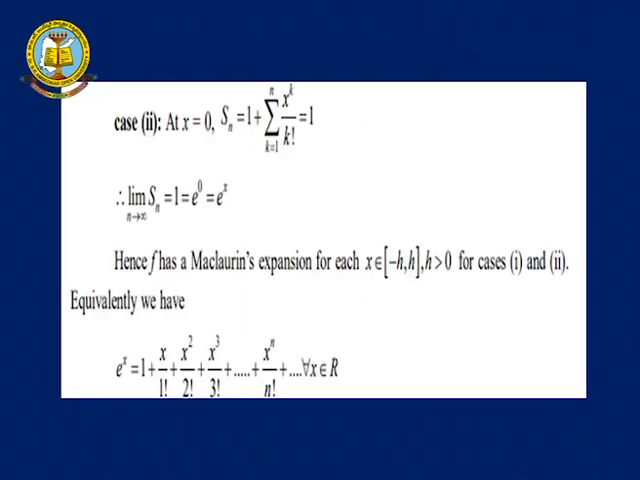Now, from case 2, let x equal to 0. Then Sn equals 1 plus the summation of k equal to 1 to n of x power of k by k factorial, which equals 1, and the limit as n tends to infinity of Sn equals 1, which we can write as e power of 0, that is e power of x. Therefore, f has a Maclaurin expansion for x belonging to minus h comma h from case 1 and case 2, and we can write the expansion of e power of x equal to 1 plus x by 1 factorial plus x square by 2 factorial plus x cube by 3 factorial plus so on, x power of n by n factorial.